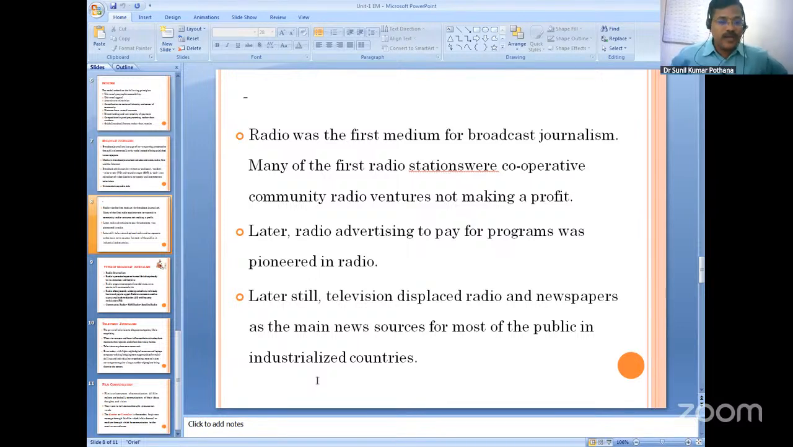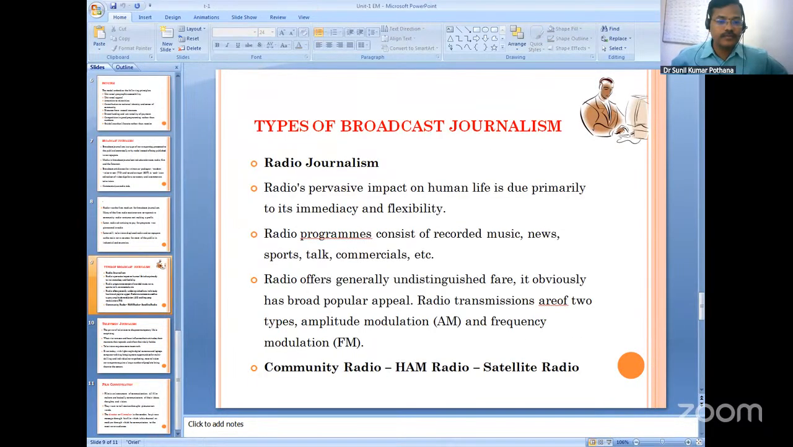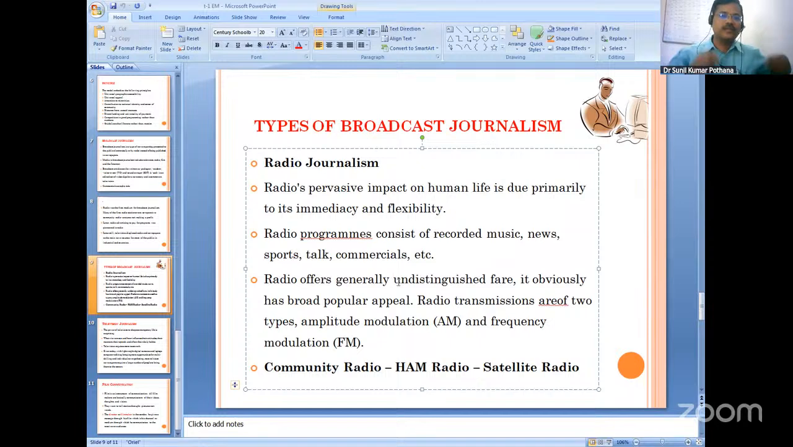Now coming to the broadcast journalism types. Radio journalism. Radio's very great impact on human life is due primarily to its immediacy and flexibility. A radio instrument is easy to move from one place to another compared with television, and it does not require a continuous electricity supply. It means we can use it with batteries also.